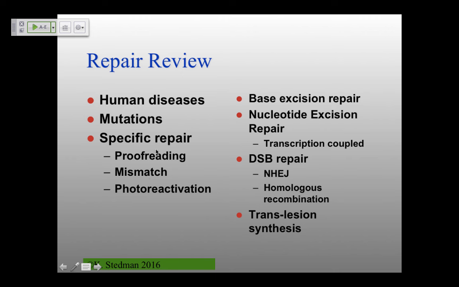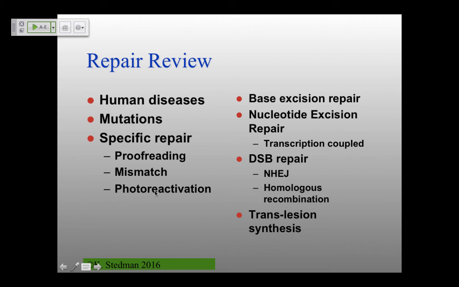I like to think of proofreading as sort of a repair mechanism. Some people talk about it, some people don't. But definitely mismatch repair is a way to deal with these kinds of mutations. People always talk about mismatch repair, and the textbook does as well, in terms of what happens during polymerization, and things get fixed there. But also you need mismatch repair to get gene conversion. If you've got two different kinds of strands with different information on them, you'll have that.